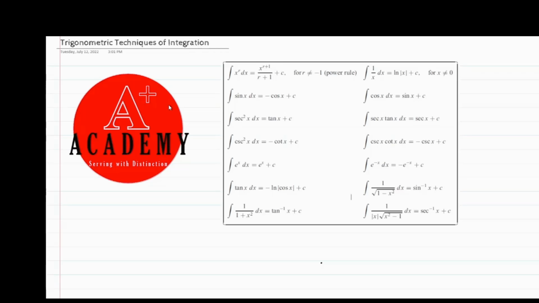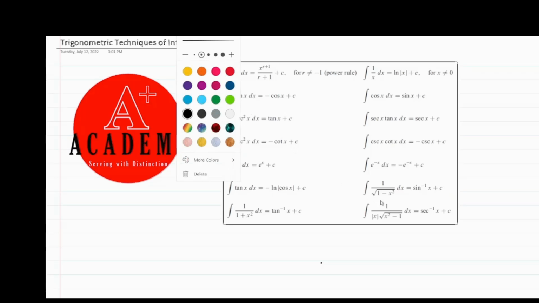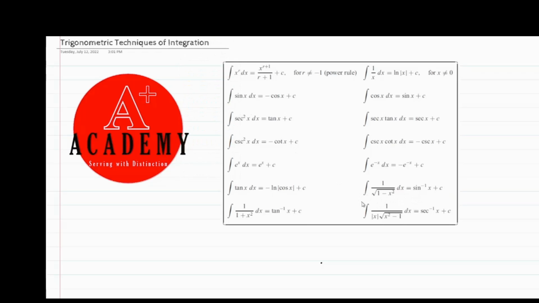Today I just want to explain one of the techniques that we use for trigonometric integration. So I'm going to pay attention to this one example that we have here, which is the integral of 1 over root of 1 minus x squared dx. And the standard integration is arc sine x plus c. So it's very important to know these standard integrals of specific functions. But let's just jump straight into one of the questions that we have.